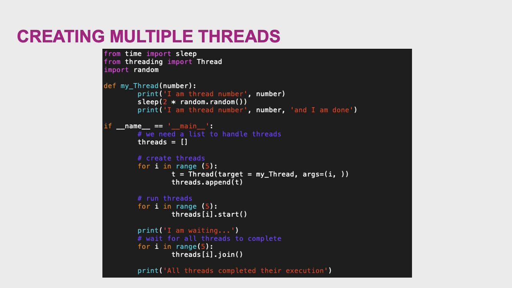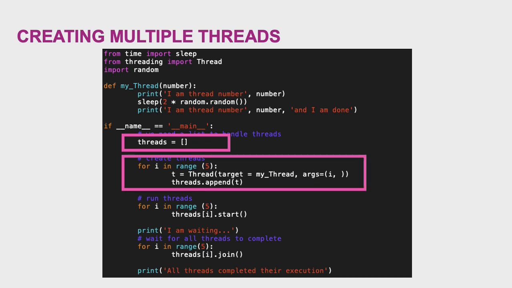The interesting part of this code is in the main function. First of all, let's start by considering this list, the thread list. The thread list will contain thread objects that are necessary for the management of the different threads. So it's very important to have this thread list.